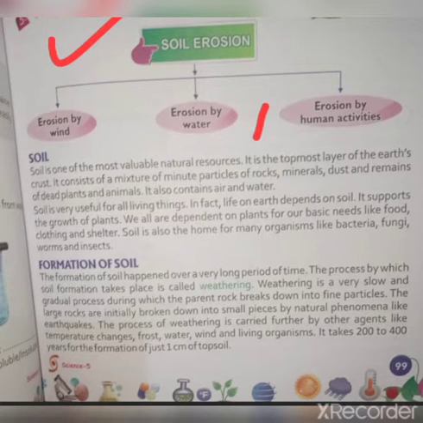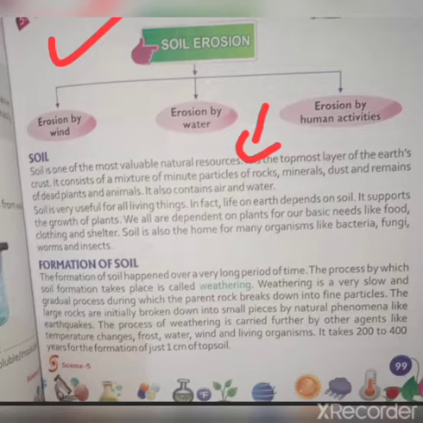So remember how soil is formed. The soil is formed by the minute particles of rocks, minerals, dust and remains of dead plants and animals. It also contains air and water. So it also has what? Air and water. So come to the next paragraph.